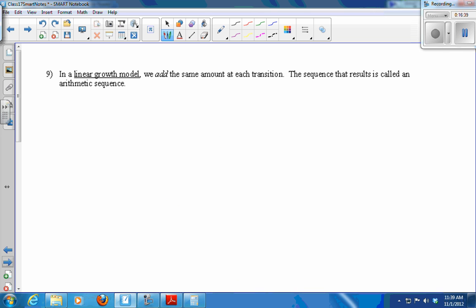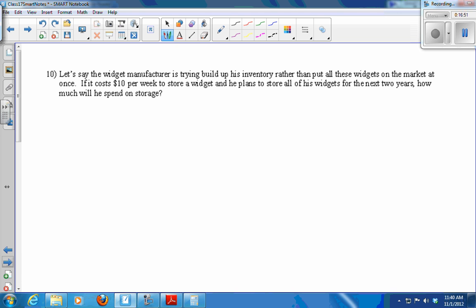Okay, so this is just sort of a summary. In a linear growth model, you add the same amount at each transition, and the sequence that results is called an arithmetic sequence. So let's think about this widget manufacturer again. He's trying to build up his inventory, right? He's not going to put all these widgets on the market at once. He's building it up to save them. Maybe he's anticipating a big demand 2 years from now, so he's going to store them all and release them into the market at once.